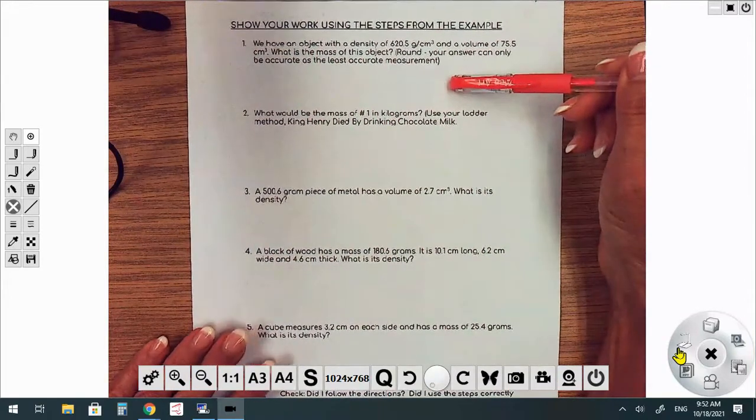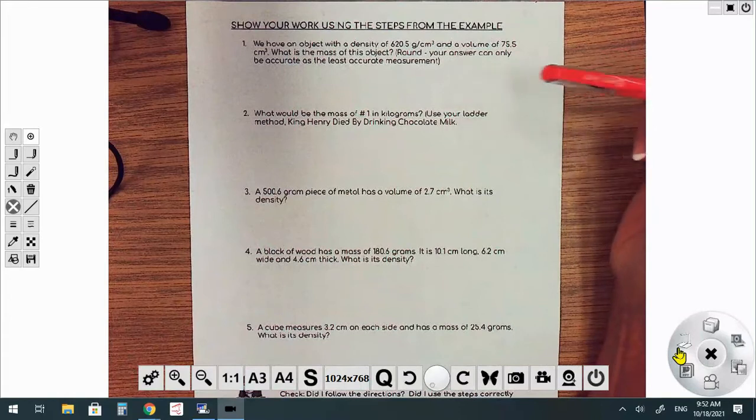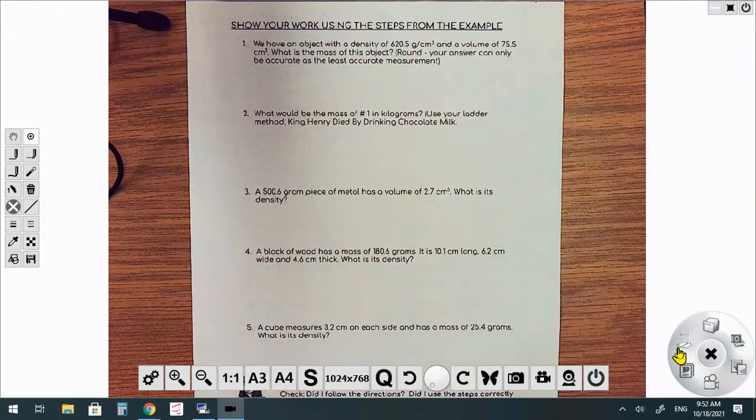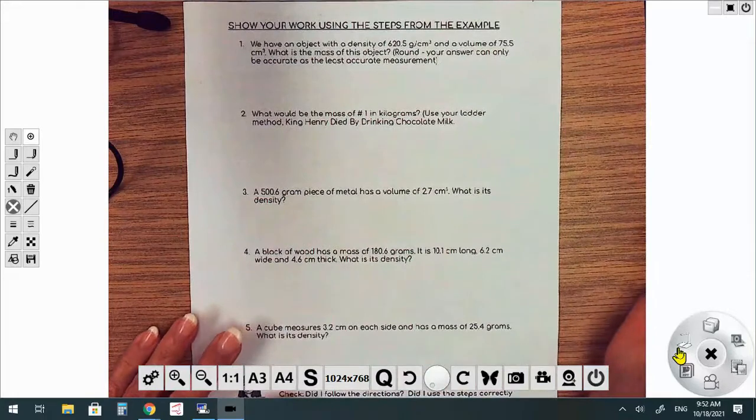So the first one says, we have an object with a density of 620.5 grams per cubic centimeter and a volume of 75.5 cubic centimeters. What is the mass of this object?